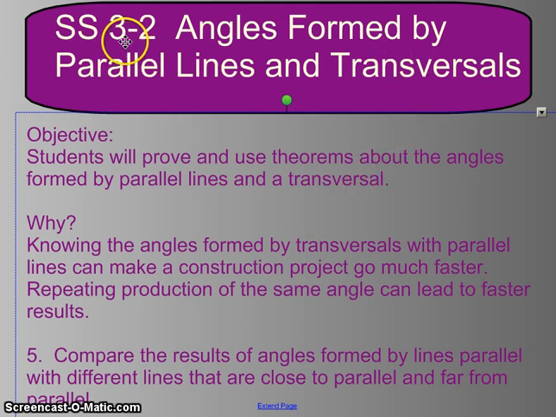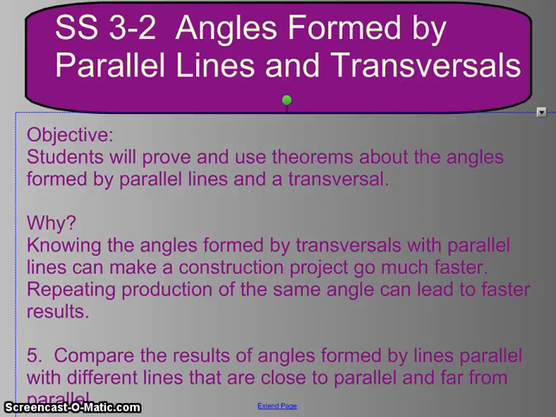Today we're going to be discussing section 3.2, which is over angles formed by parallel lines and a transversal. So it's going to go back off that prior knowledge from last section. A lot of those angles now are going to be the same types of angles, but there's going to be a relationship between them now that there's a parallel lines that is cut by the transversal.